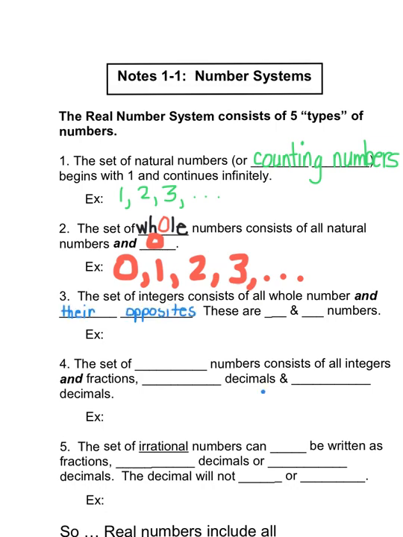The set of integers consists of all whole numbers and their opposites. These are positive and negative numbers. The whole numbers include 0, 1, 2, 3, 4, going on and on forever and ever, and their opposites, so that would be -1, -2, and going on and on forever in the opposite direction. Notice the way we write integers to help you remember.